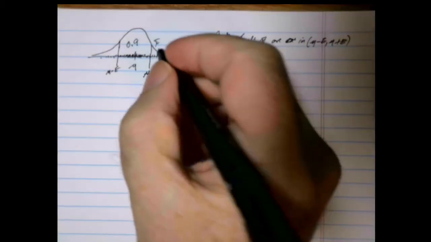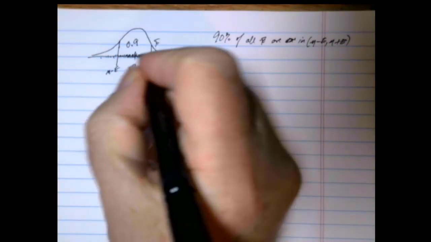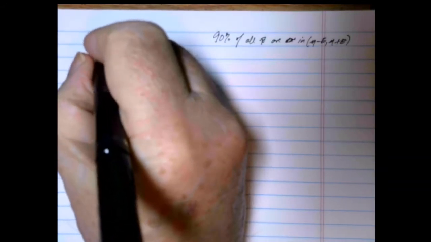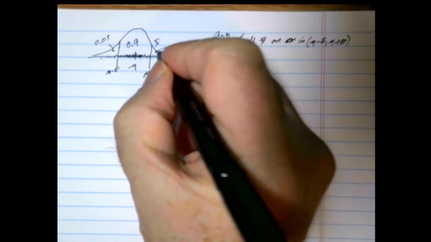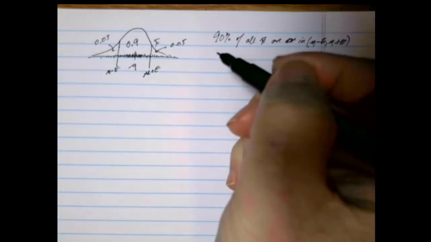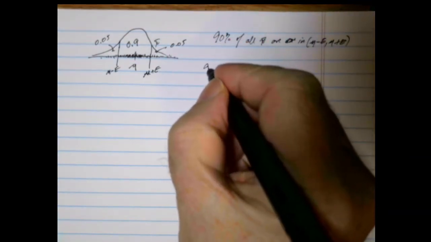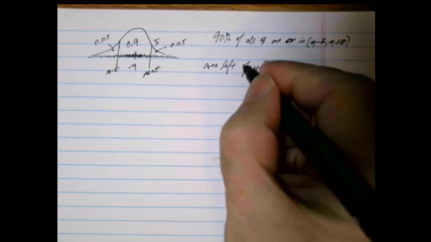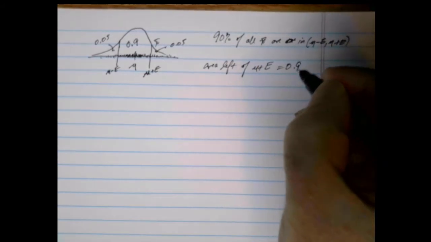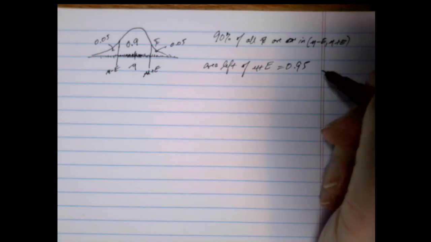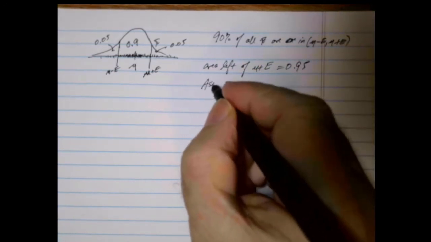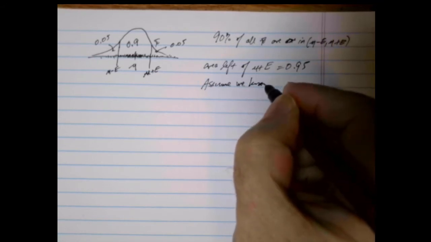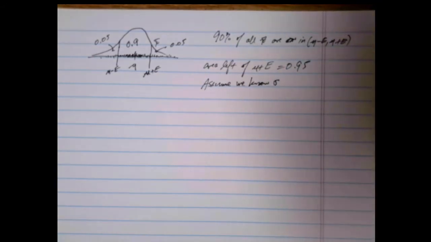Okay. Well, since this is 90% of the area in here and everything is symmetrical, I know that this area is 0.05 and this area is 0.05. So the area to the left of mu plus e in particular is 0.95. Now remember, I'm assuming that we know the population standard deviation sigma.